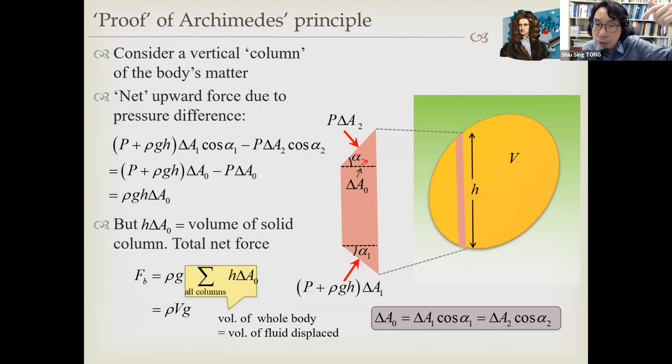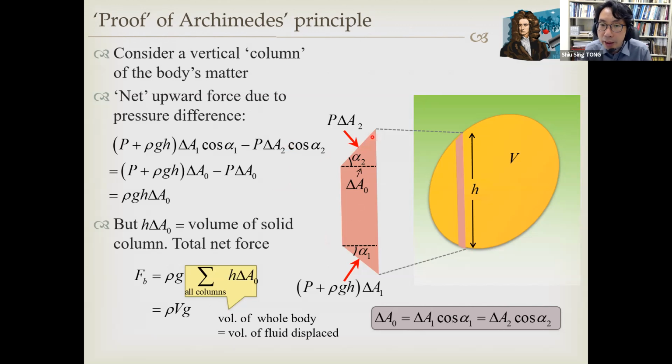Okay, now but the pressure forces act in different directions, right? So in order to find the vertical force, I have to multiply a cosine factor. At the base, we multiply by cosine alpha 1 to get the vertical component. And at the top, we multiply P delta A2 by the cosine factor cosine alpha 2 to again get the vertical force. For the upward force, we have a positive sign. For the downward force, we have a negative sign. So the difference between these two terms will give me the net force acting on this water column due to the pressure. Okay.